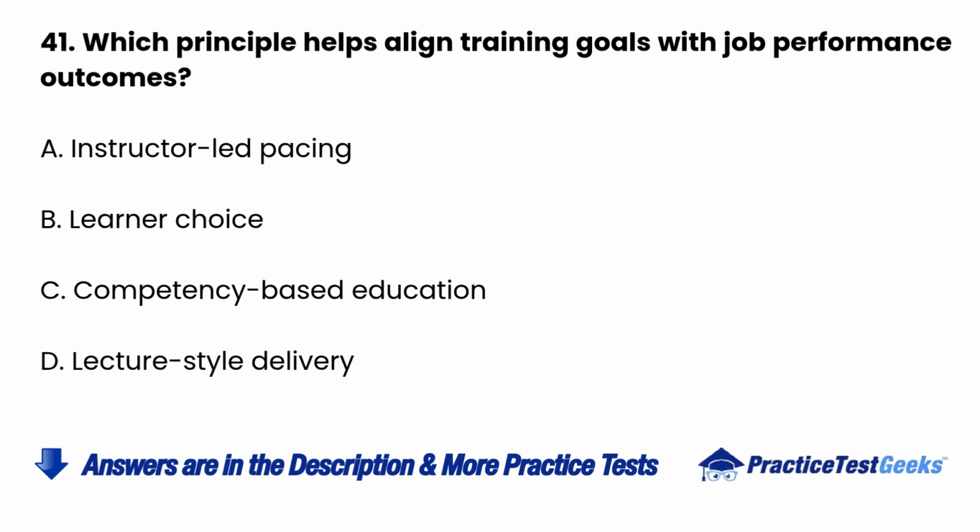41. Which principle helps align training goals with job performance outcomes? A. Instructor-led pacing. B. Learner choice. C. Competency-based education. D. Lecture-style delivery.